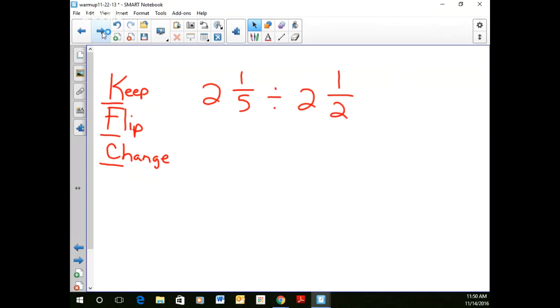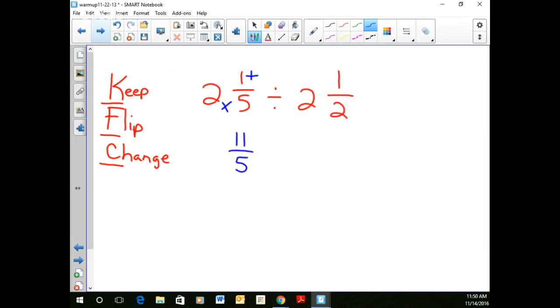The last problem I would like to do is a mixed number divided by a mixed number. Now, we cannot divide these as they are. We must change them to improper fractions by multiplying the whole number 2 in the first mixed number times the denominator 5. We get 10. 2 times 5 is 10. Then we will add the numerator of 1. And that will give us a new fraction, or improper fraction, of 11/5.